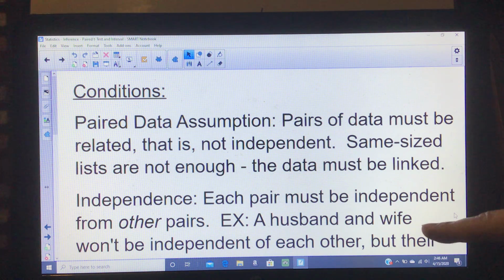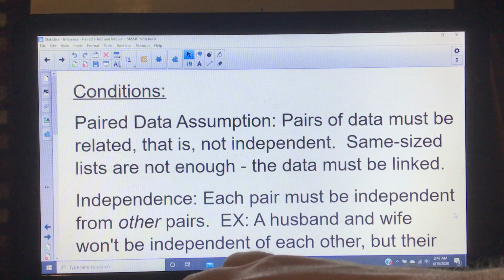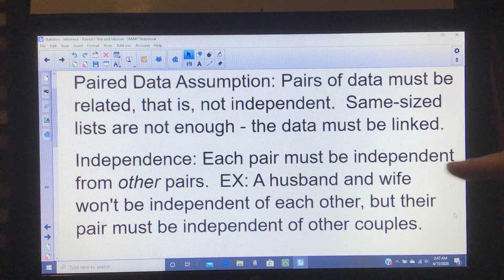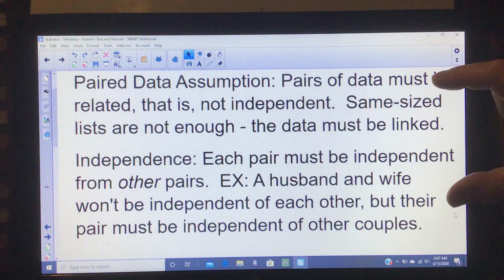Now, independence is still involved. We don't have independence of groups, meaning like a husband and wife are not independent of each other. But we need each pair to be independent of each other. So that's what this next condition is. Basically, each pair has to be independent from other pairs. So like in the example here, a husband and wife aren't independent of each other, but their couple must be independent of other couples. So when we pick a husband and wife, we want to make sure the next husband and wife is independent of the original one. So the pair itself is not independent, but the pairs compared to other pairs have to be independent. So make sure you got that idea.